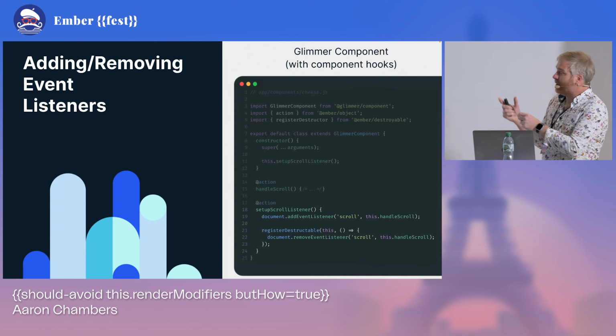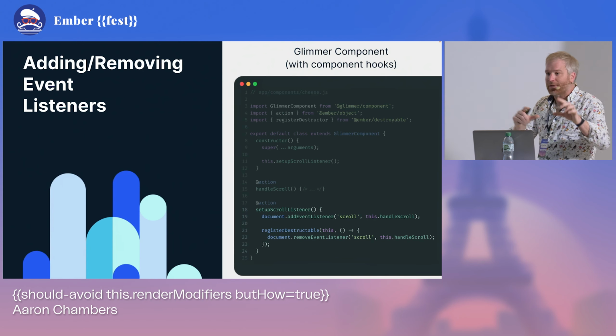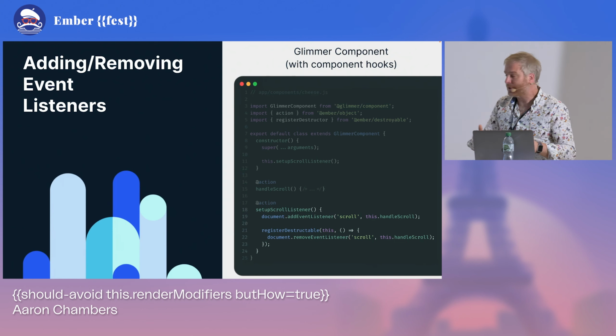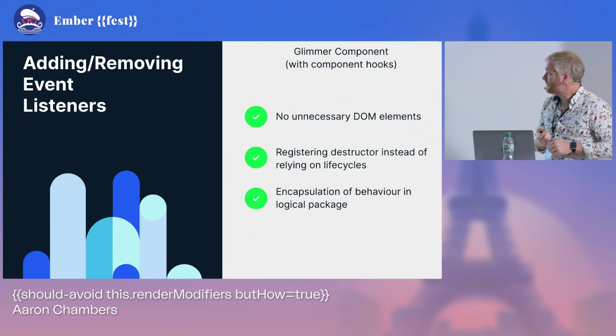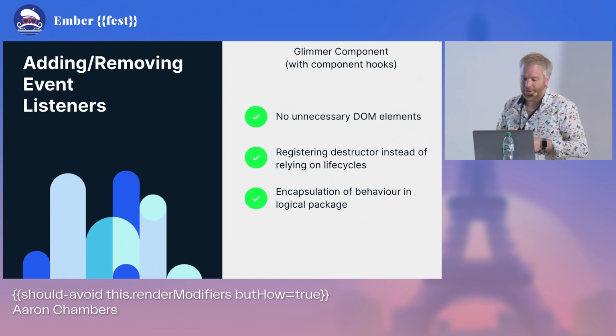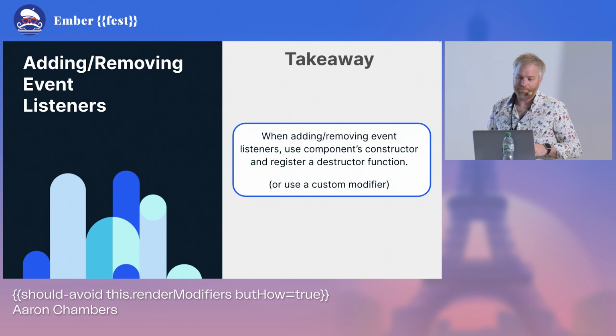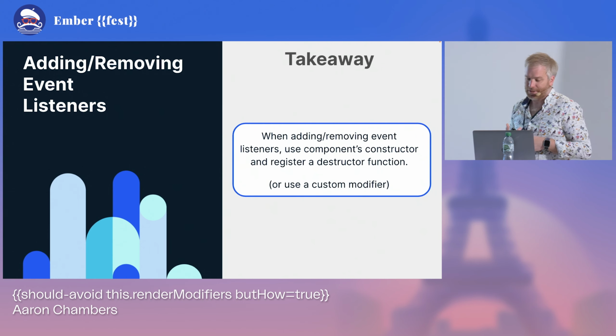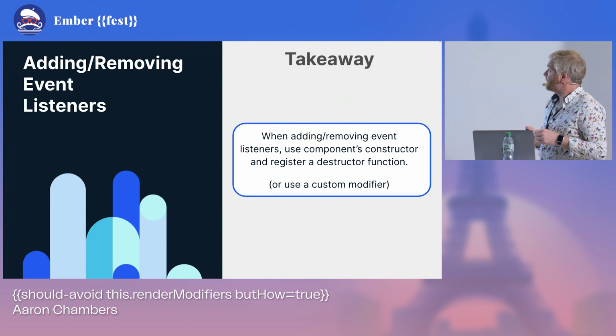So it doesn't have to be a component. If we had a component with DOM elements in the HTML we wanted to add event listeners to, we could have a modifier as well. It would work. It's just another example. So you can see in this way, again, we didn't have to create any extra DOM elements just so that we could attach the render modifiers, registering the destructor instead of relying on the life cycles. We're encapsulating the behavior in a logical package. So when adding and removing event listeners, use the component's constructor and register a destructor function. We could use a custom modifier as well.